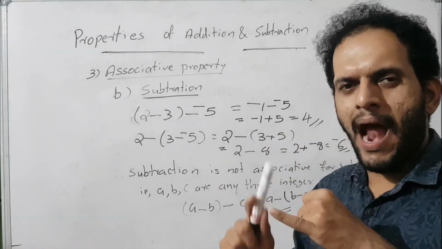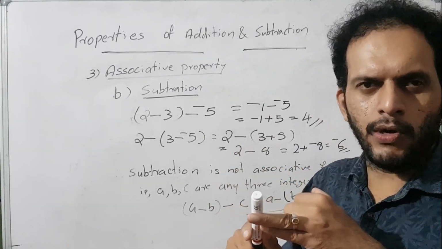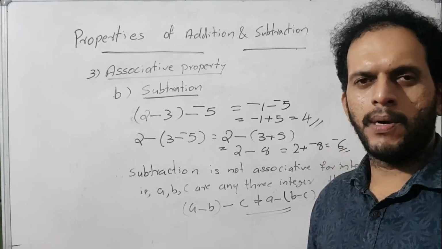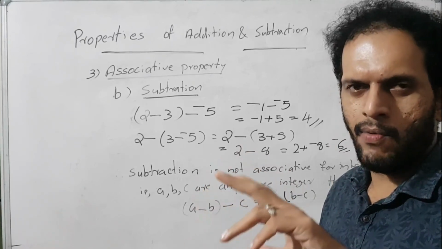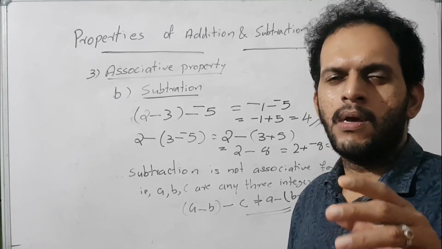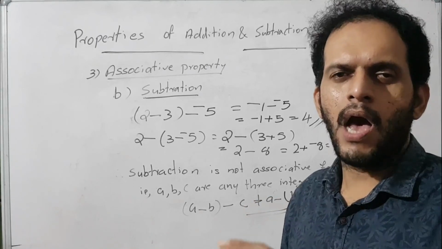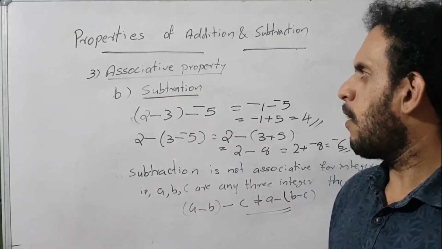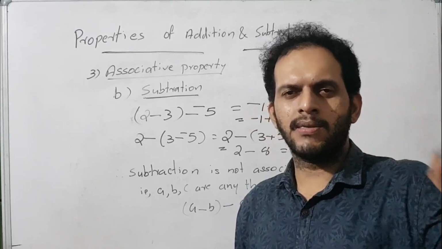The closure property is satisfied by both addition and subtraction. What satisfies the commutative property? Addition only. What satisfies the associative property? Addition only. That means addition satisfies all the properties: closure, commutative and associative. But subtraction satisfies the closure property but not the commutative and associative properties. So these are the properties of addition and subtraction: first closure, second commutative, and last associative.